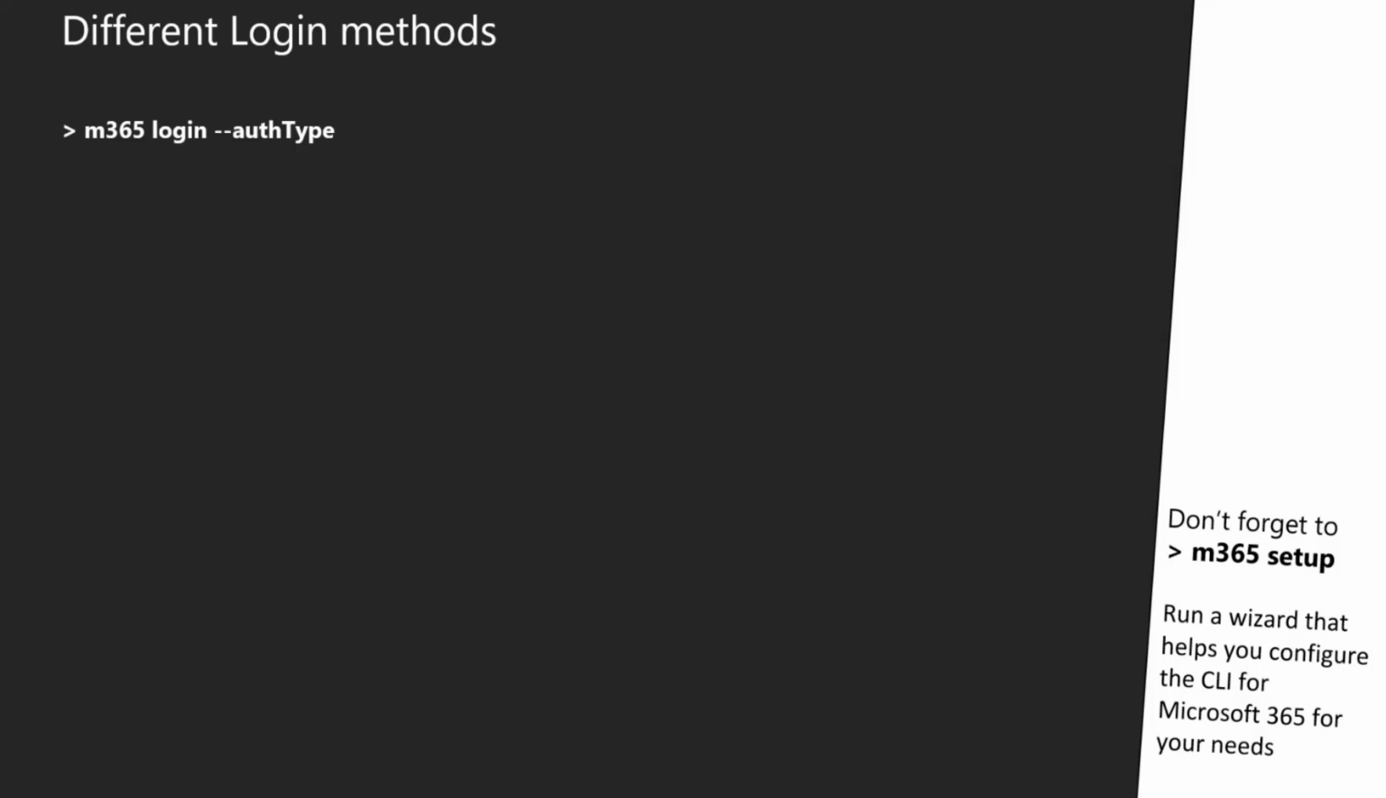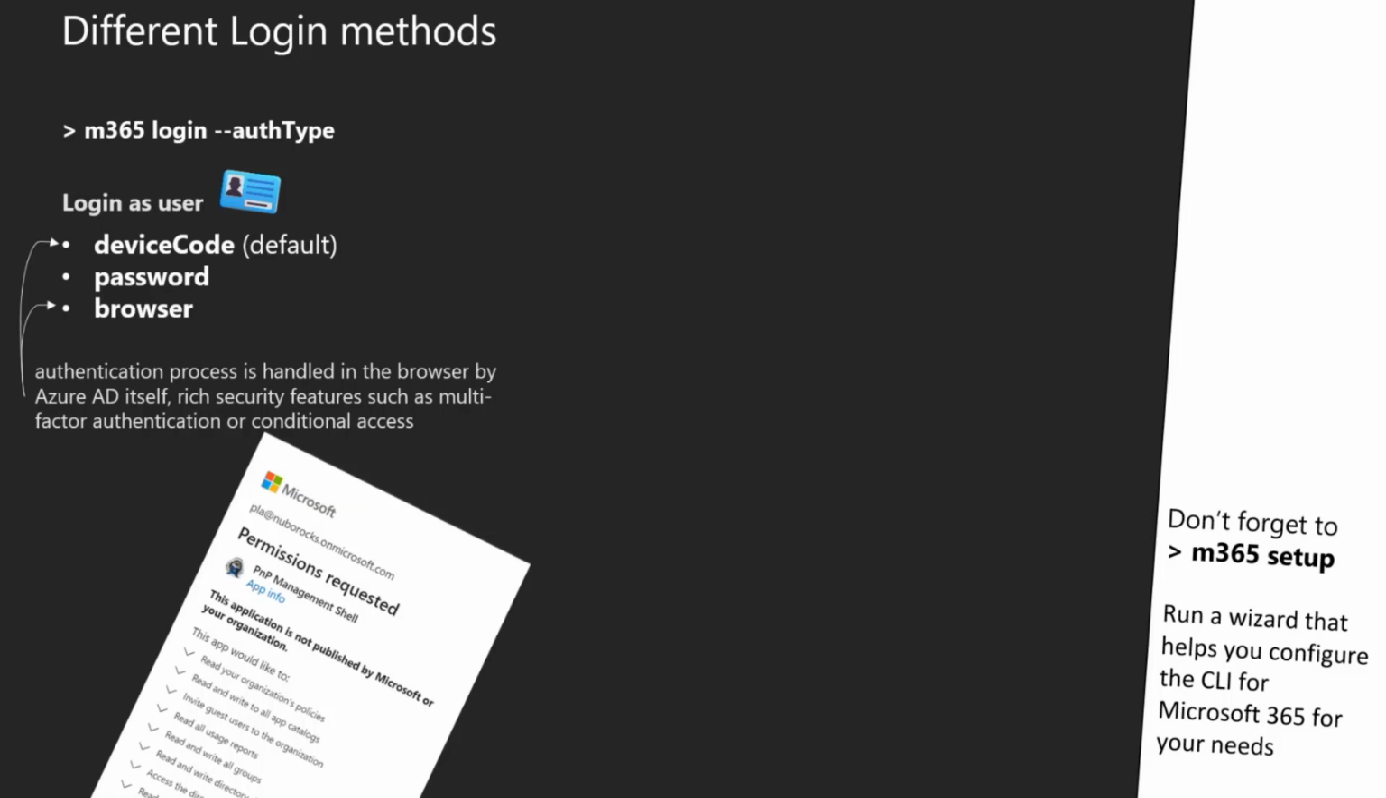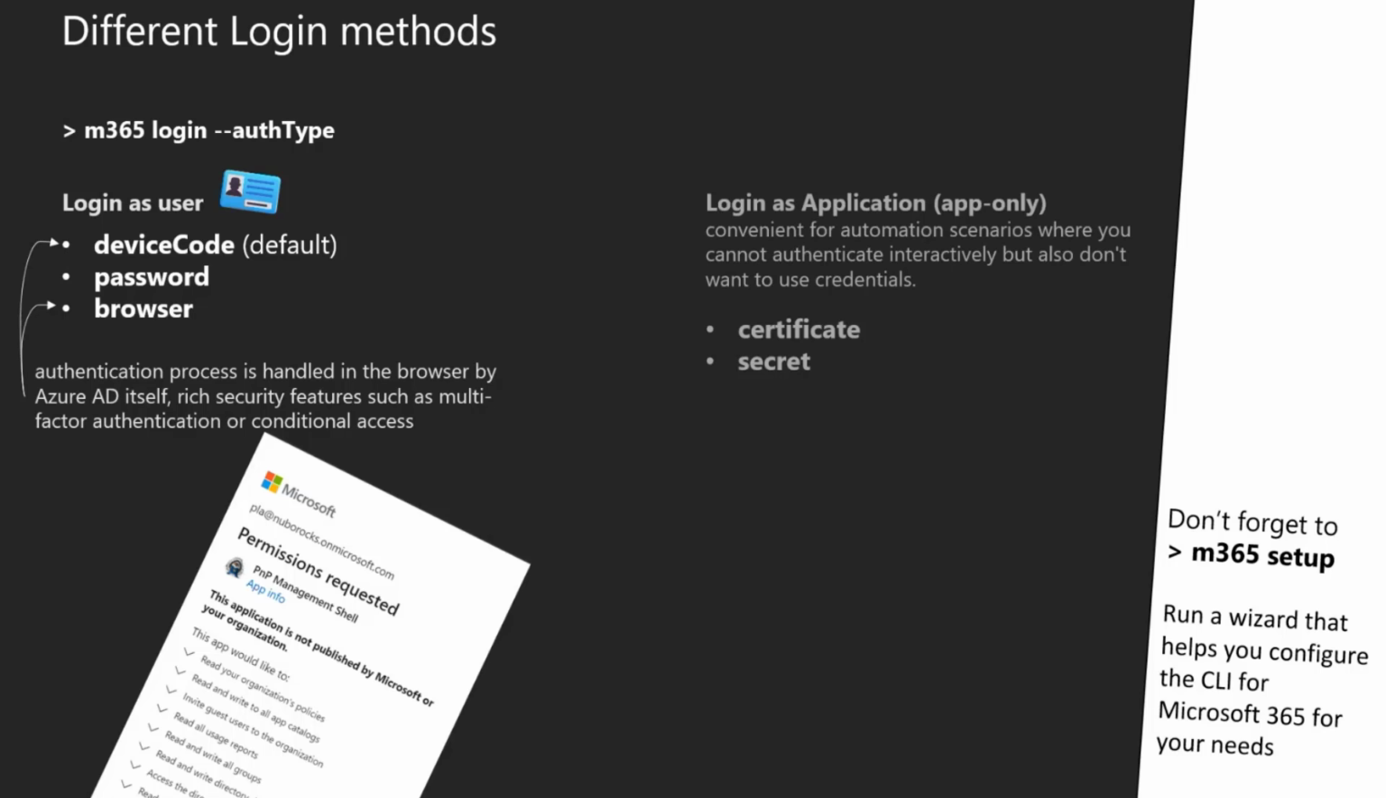So I really advise and recommend to start with this command, but of course, login is usually the first thing we do. And it's not really connecting to a single site collection, it's logging in to the whole tenant. And of course, we have two possible ways to do it: as a user, and here we have three authentication methods we can use: device code, which is the default, password, and browser. Device code and browser are recommended because then you log in through your browser and you can leverage, for example, multi-factor authentication. And you can log in as an app. This is a perfect use case when you are using the CLI in your automated scripts. And then you can use certificate or secret as authentication methods.